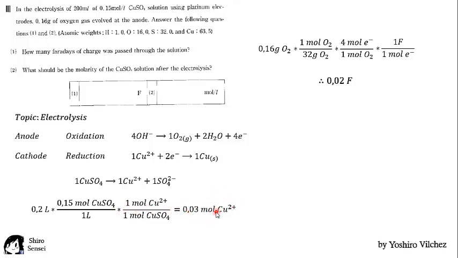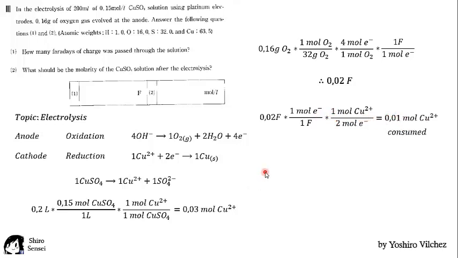How many moles were consumed in this electrolysis? So we have 0.02 Faraday. Faraday is equivalent to 1 mole of electrons. And in the reduction of copper we observe that each mole of copper 2 plus needs 2 moles of electrons in order to reduce to solid copper. Now we cancel out the units and we get 0.01 moles of copper 2 plus consumed in the electrolysis.